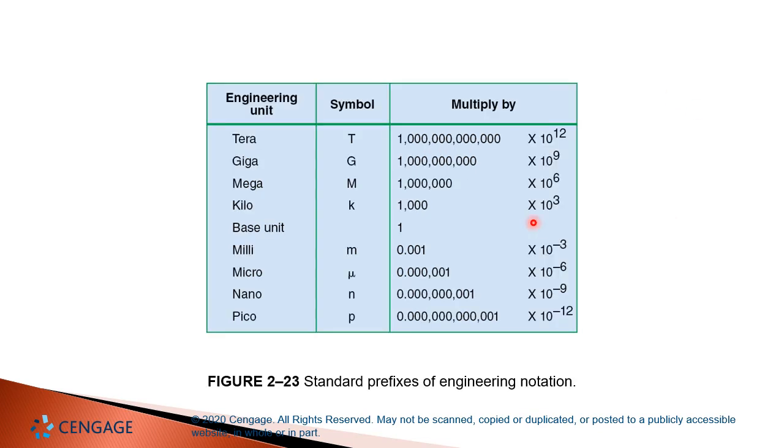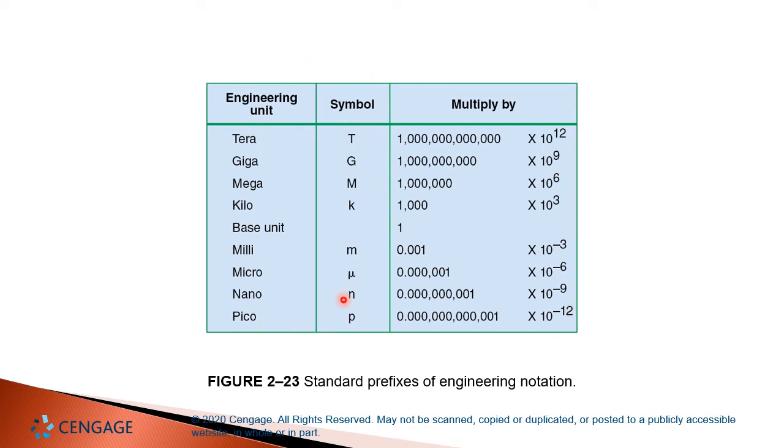So take a look here. If we have 1,000, it's kilo. If we have 1,000 times 1,000, or a million, it's mega. 1,000 times 1,000 times 1,000, or 10 to the 9th, it's giga. Tera is 10 to the 12th. Milli, 10 to the minus 3. Micro, 10 to the minus 6. Nano, 10 to the minus 9. Pico, 10 to the minus 12. So spend some time getting familiar with these.